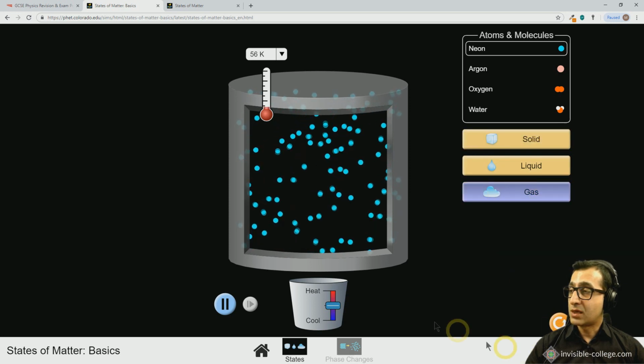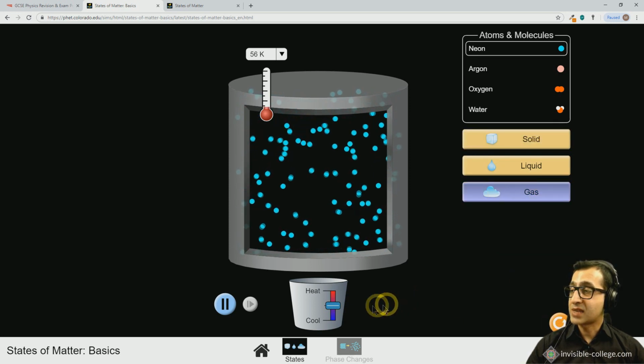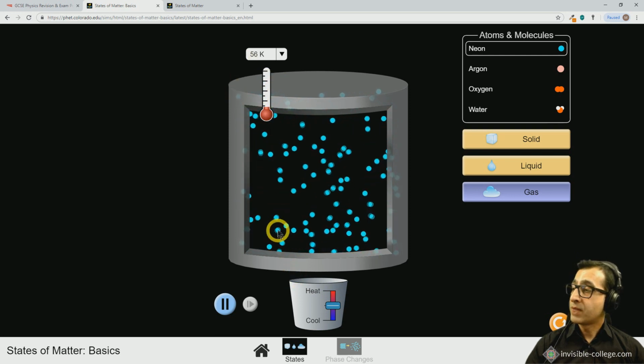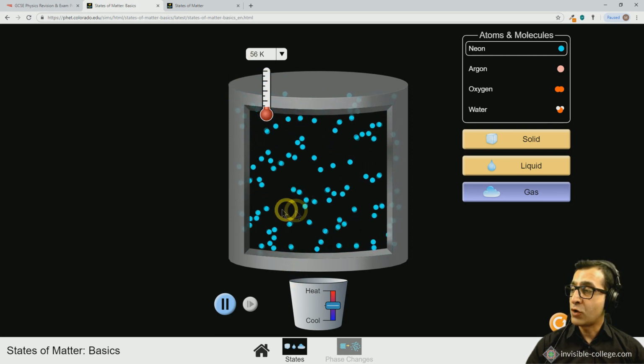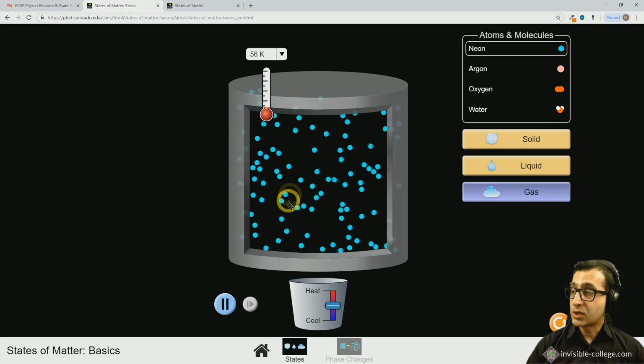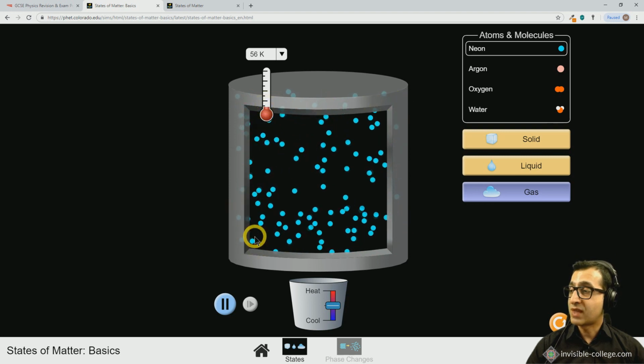Now, if we compare that with particles in a gas, the particles in a gas are moving more rapidly on average at the same temperature, and the forces between them have been overcome to the extent that they can move essentially freely between each other and collide often with each other and with the walls of their container.